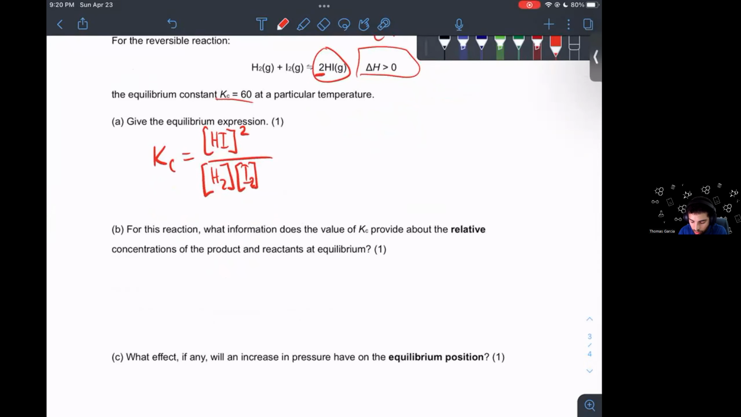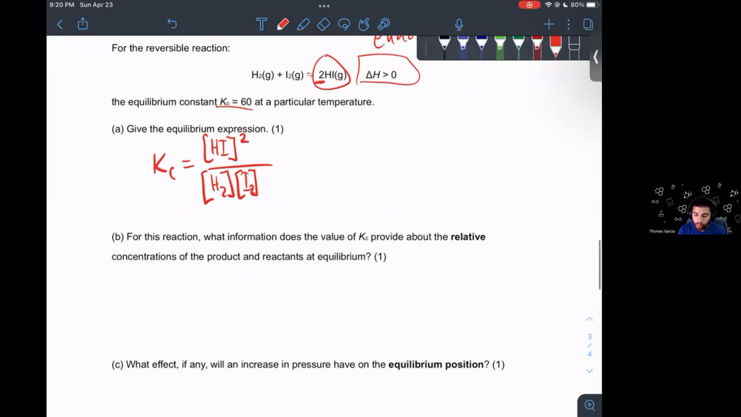B, for this reaction, what information does the value of Kc provide about the relative concentrations of the products and reactants at equilibrium? Well, we know that when Kc is higher than 1, we have more concentration of products than reactants. And you should just have this ready to go. We already realized that just as we were reading the problem. It's, once again, those things that we notice.